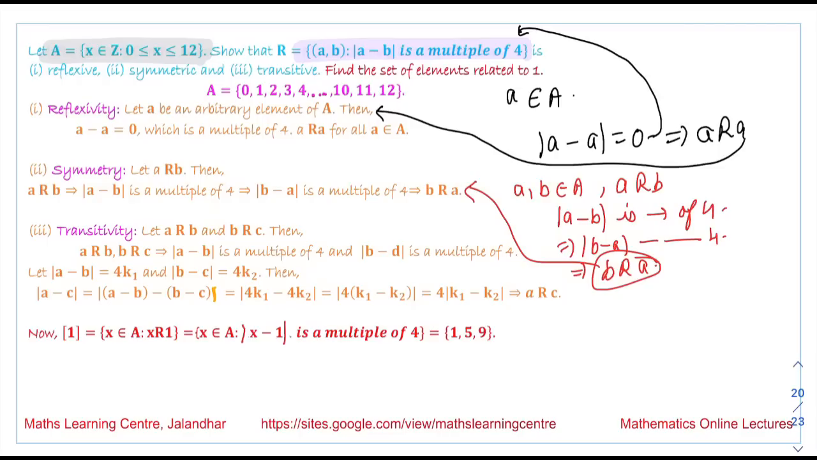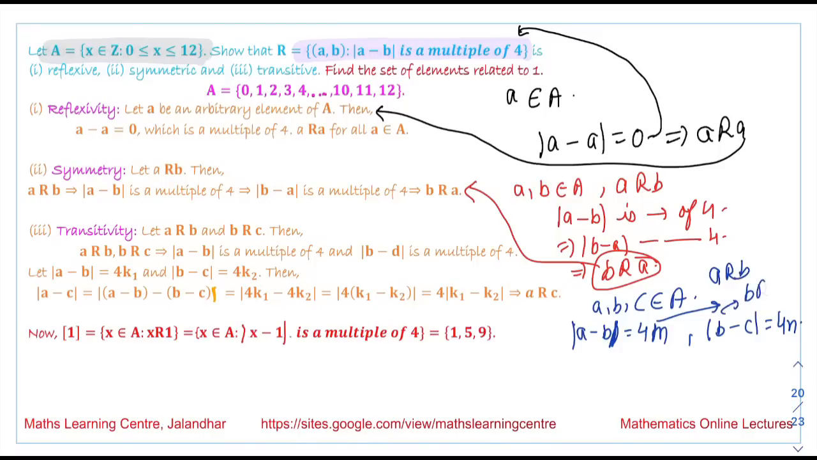Next step: suppose there are elements a, b, c from A such that mod of a minus b is a multiple of 4. Multiple of 4 means there is some number m, where m is some integer, such that mod of a minus b is equal to 4 times m. Mod of b minus c is equal to 4 times n. That is, we are saying a is related to b, and b is related to c.